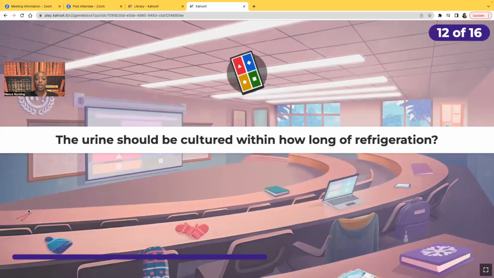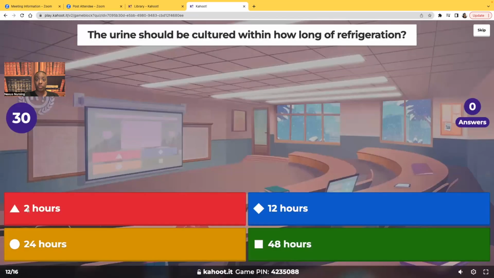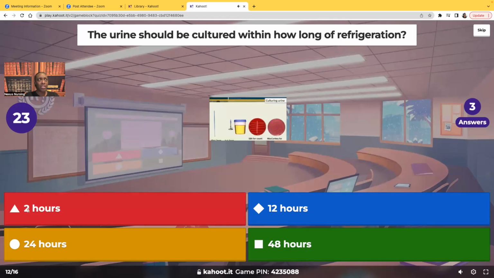The urine should be cultured within how long of refrigeration? Okay, so we've established that the urine has to be refrigerated. So how long after refrigeration does it have to be cultured? 2 hours, 12 hours, 24 hours, or 48 hours? What do you guys say? Within how long do you have to get it cultured?